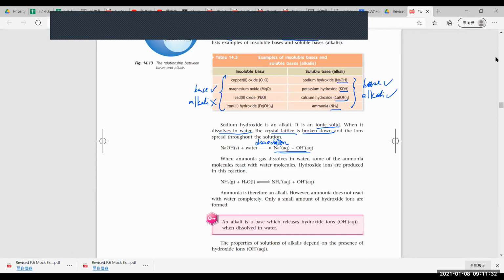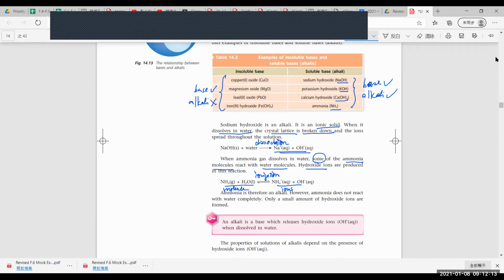Dissociation. While when ammonia gas dissolves in water, some, not all, of the ammonia molecules react with the water molecules to produce hydroxide ions. We call this ionization. Why is it ionization? Because the particles on the reactant side are not ions, they are molecules, while the products are ions, so ions are formed from molecules. So we call that ionization.